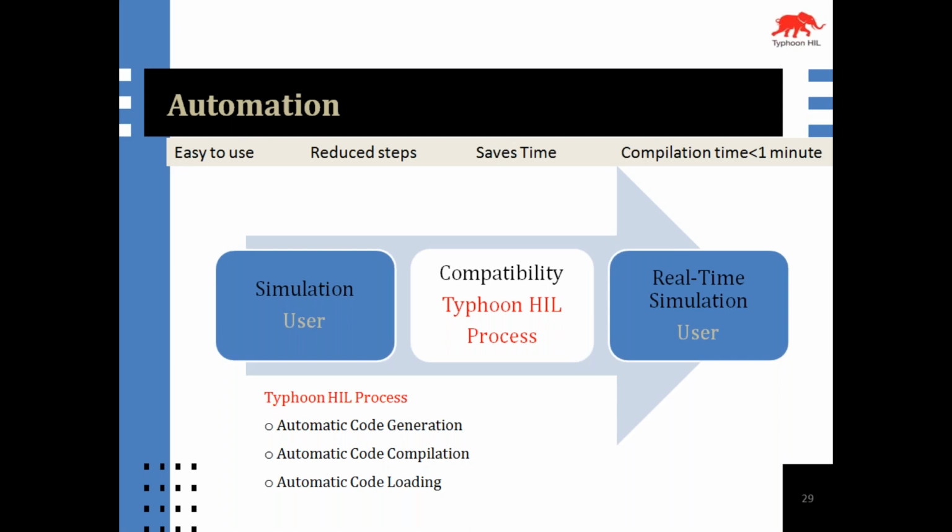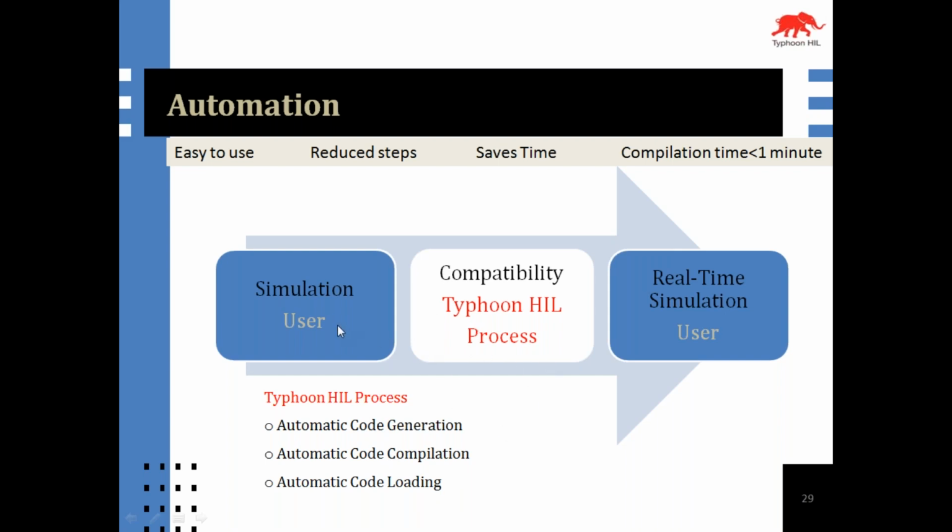So these are the advantages of the Typhoon HIL processor, meaning how it is compatible. There are a number of steps used while running a simulation. First you work out the mathematics, then you design the model. Once you have designed the model, you have to generate the code. But here the code generation is automatic. The code generation, compilation and loading process is handled by the Typhoon HIL processor. You need not worry.